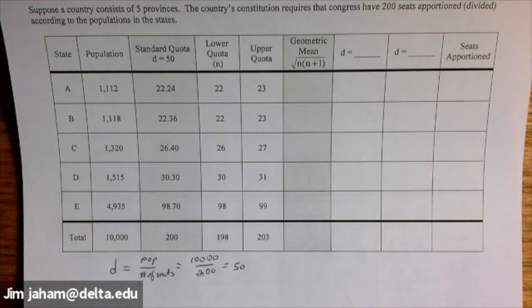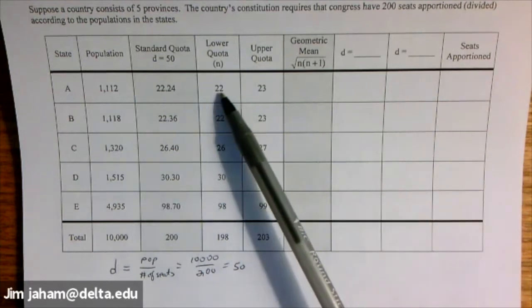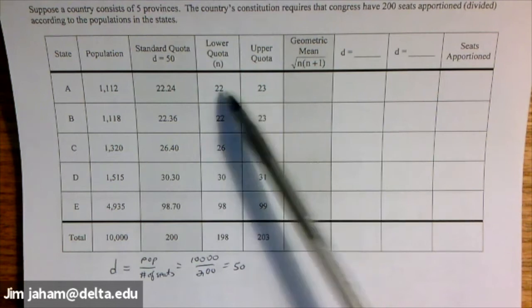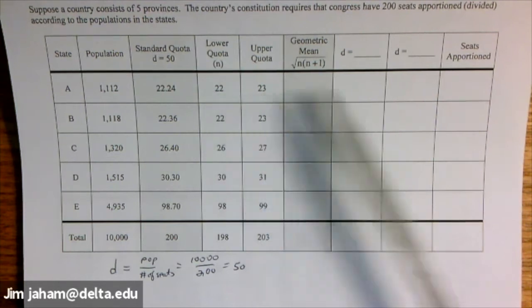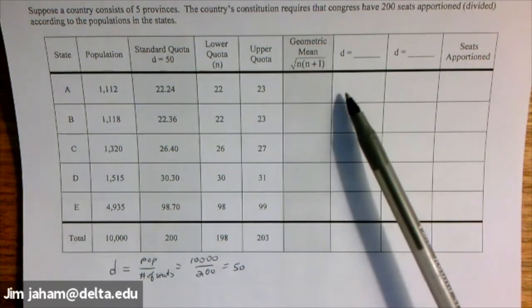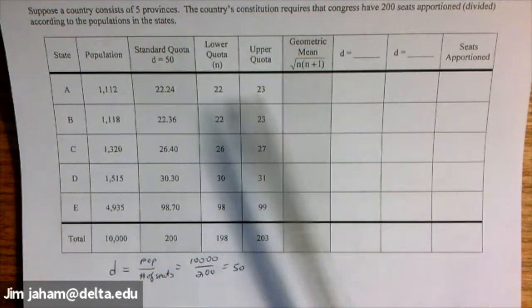And recall that the quota rule is that whatever method you use, you should allocate seats that are either the lower quota for a state or the upper quota. So for example, if you were to use a method that somehow found that we wanted to allocate 24 seats to state A, that would violate the quota rule because 24 is not either one of these numbers.